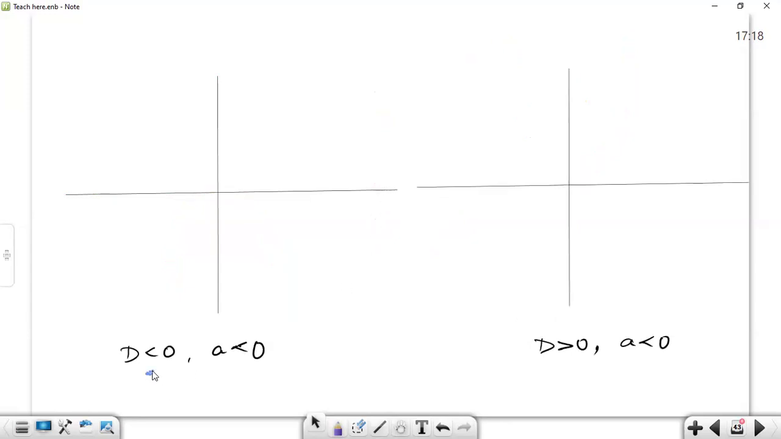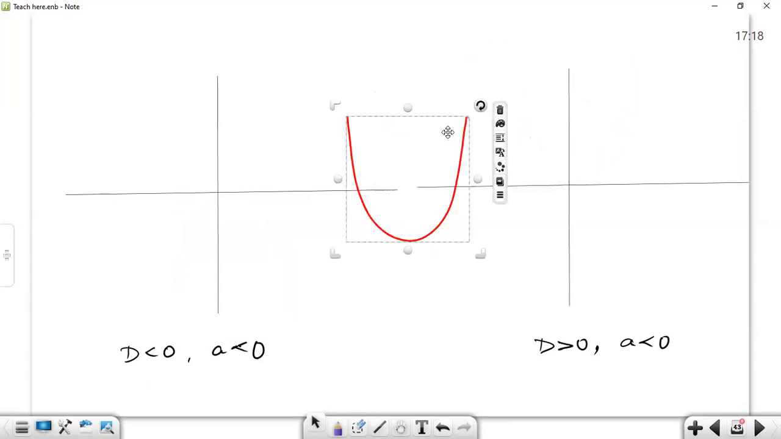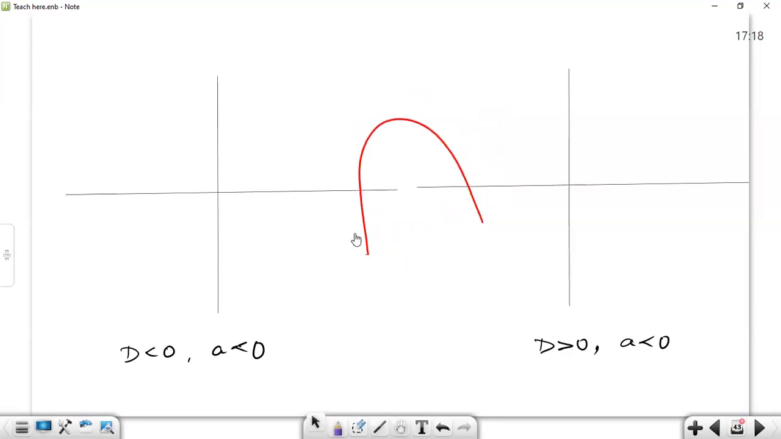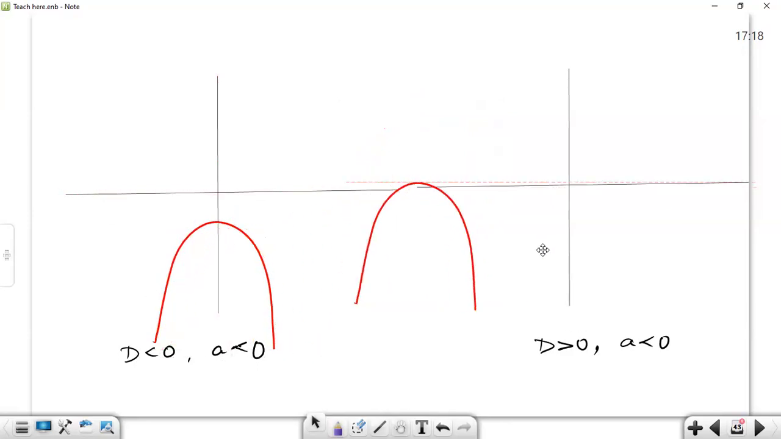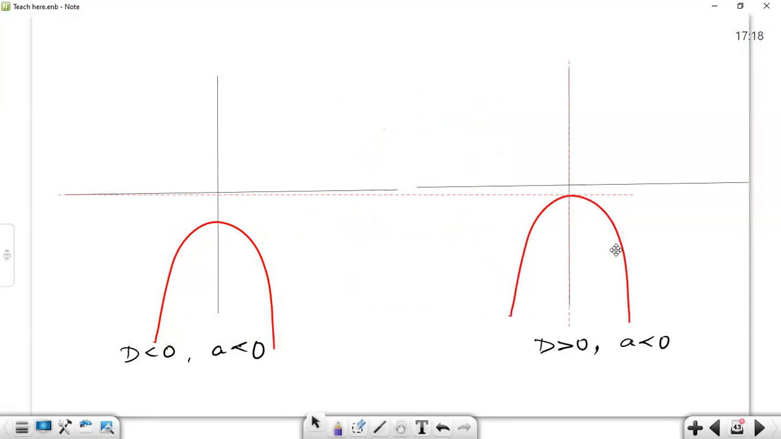Now the discriminant is negative and a is also negative, so the parabola is not going to touch the x-axis, and for a being negative, the parabola is facing downwards, not touching anywhere.